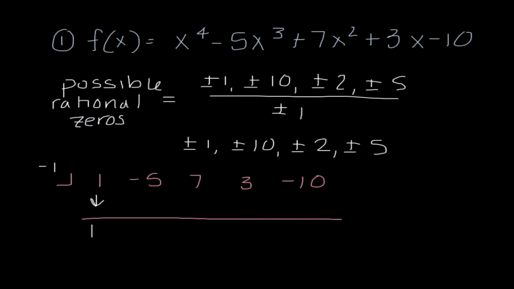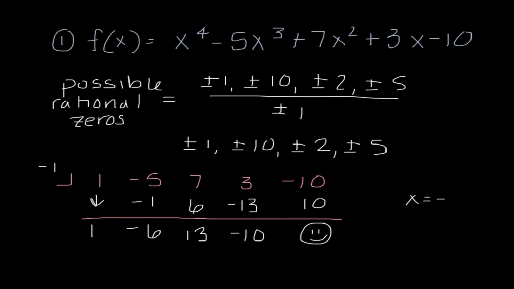So now I'm going to try negative 1. And I'm hoping this gives us a better result. 1 times negative 1 is negative 1. When I add, I get negative 6. Negative 6 times negative 1 is 6. When I add, I get 13. 13 times negative 1 is negative 13. When I add, I get negative 10. Negative 10 times negative 1 is 10. And we get 0, which is wonderful. And it makes me really happy because I just found that one of our zeros is x equals negative 1.